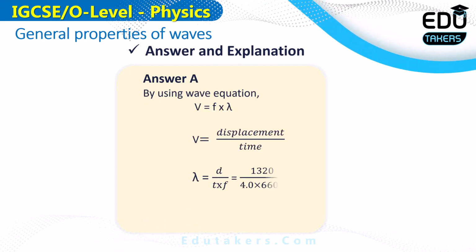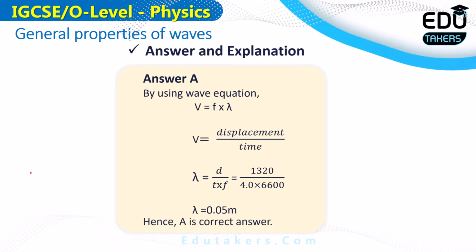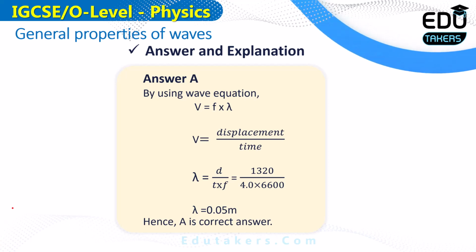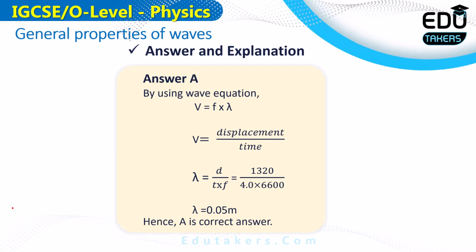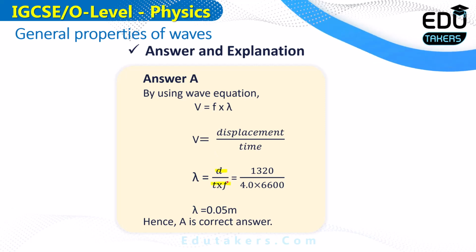Here the answer A is correct. By using the wave equation, which is v = fλ, basically here you need to calculate the wavelength. Frequency is given, as well as the displacement and time. So you just rearrange the formula: wavelength is equal to d over t, divided by f.